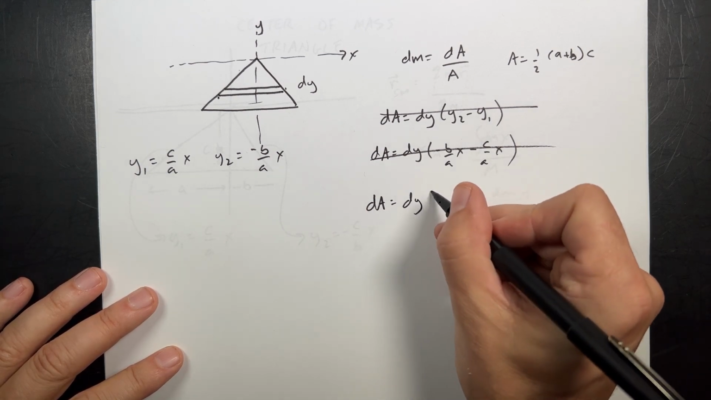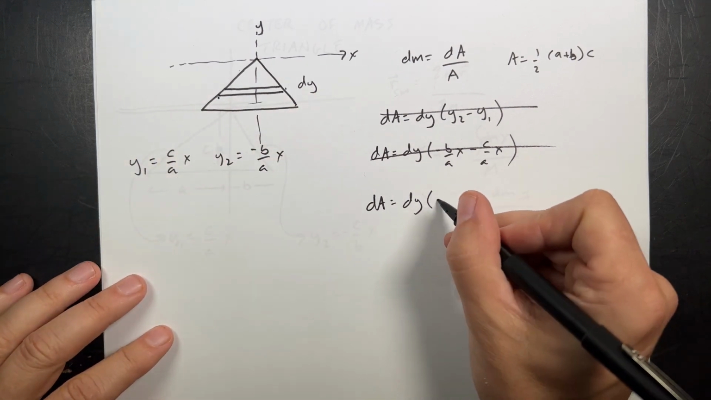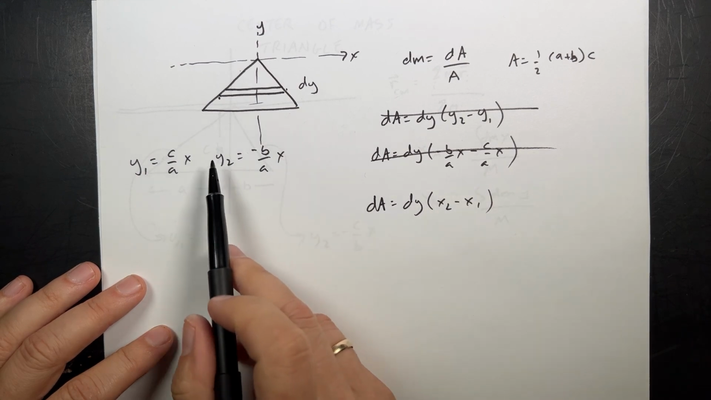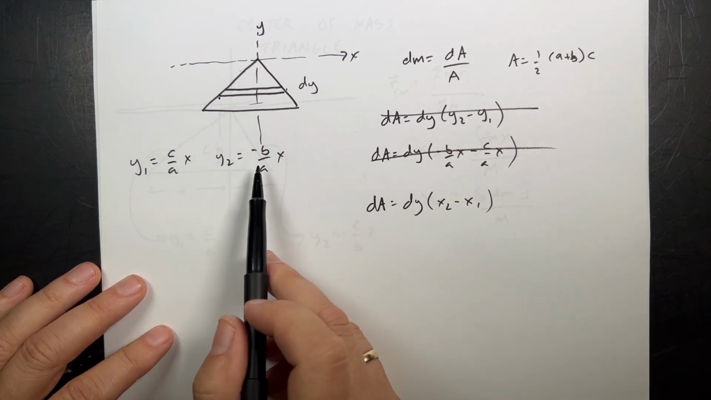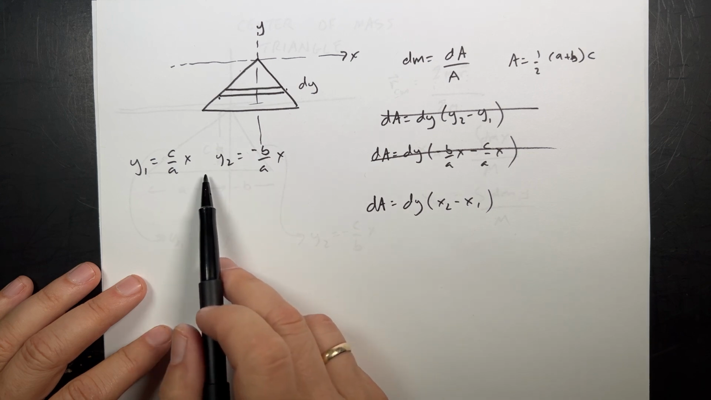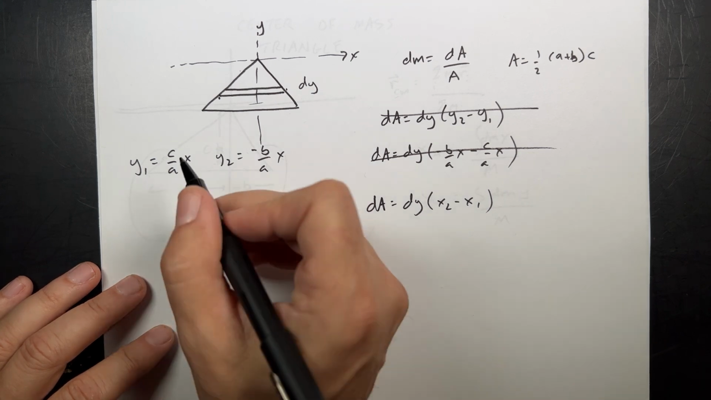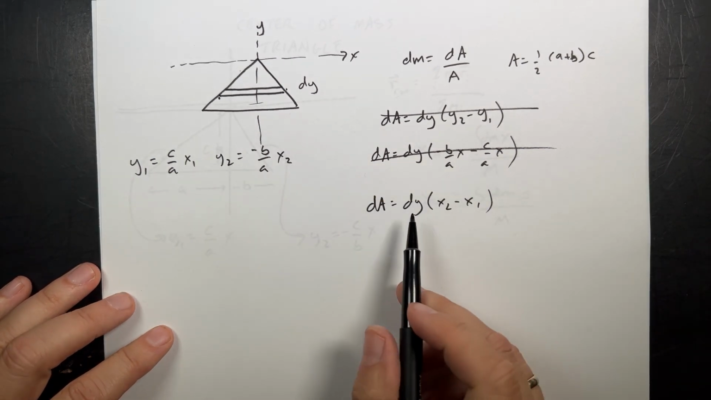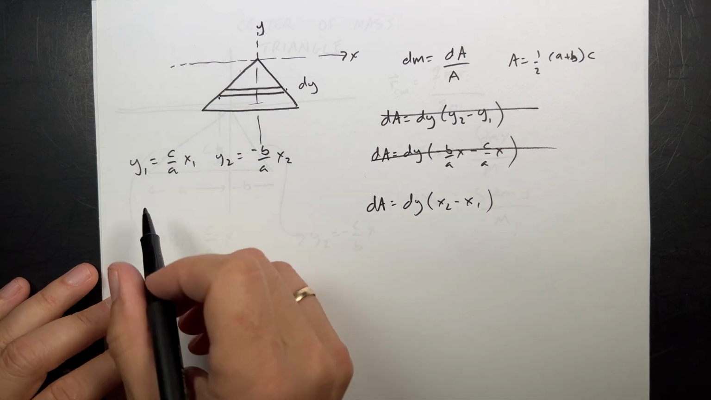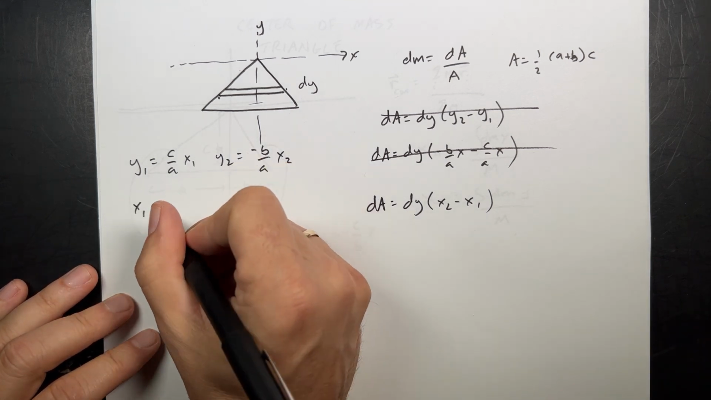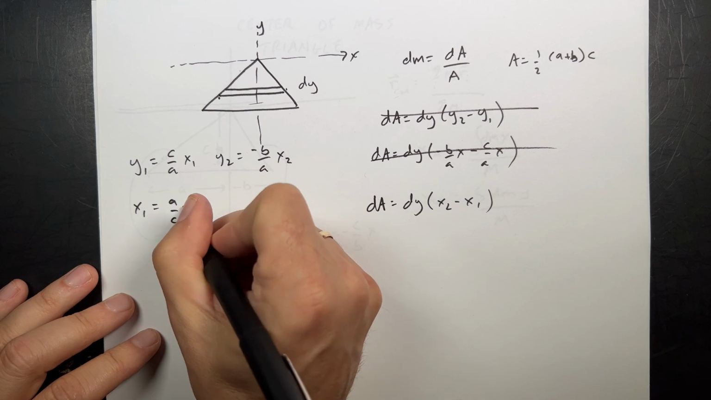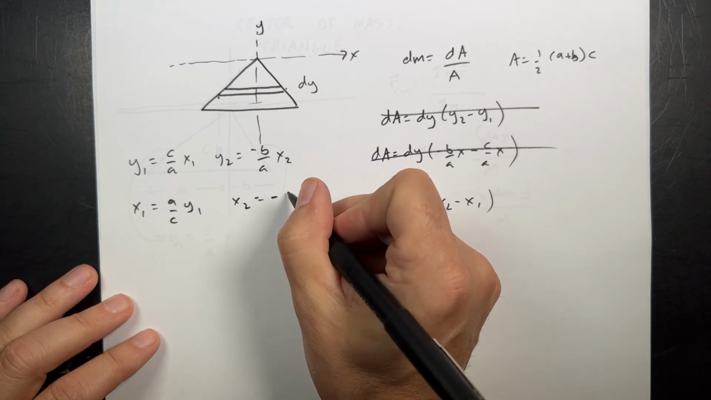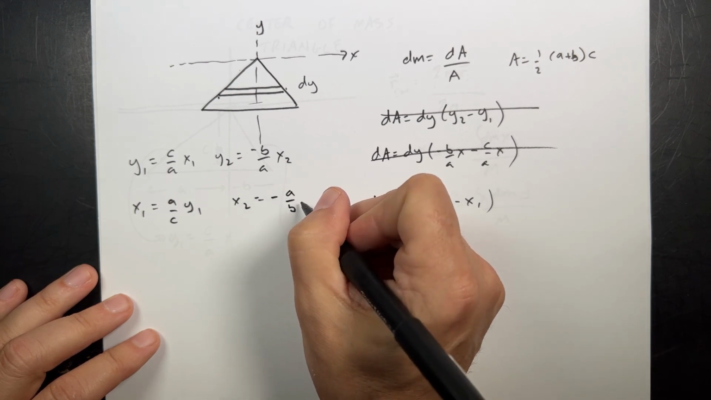So it's dy times the length in the x. So it's going to be x2 minus x1. And so now over here, I need to get x1 and x2 in terms of y, right? I could call this x1, x2, because I'm going to integrate over y. So if I take this, I get x1 is going to be equal to a over c y1. x2 is negative a over b.